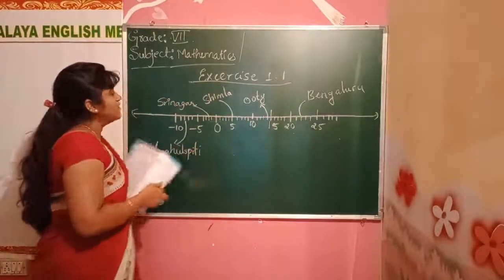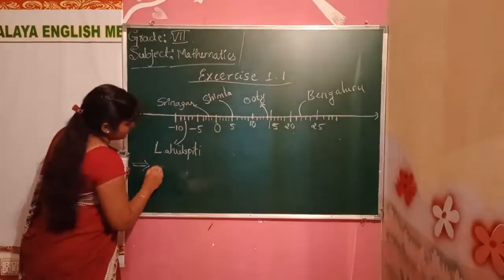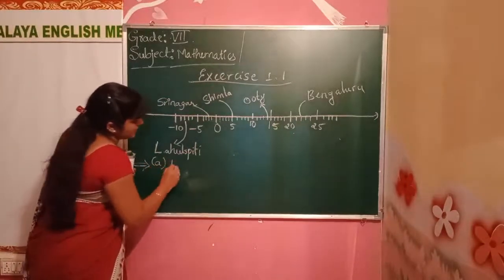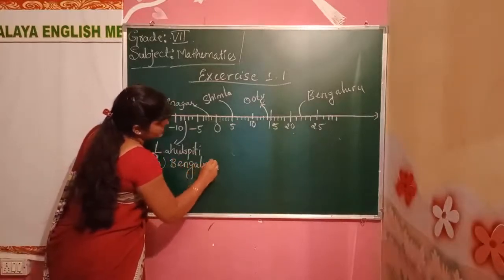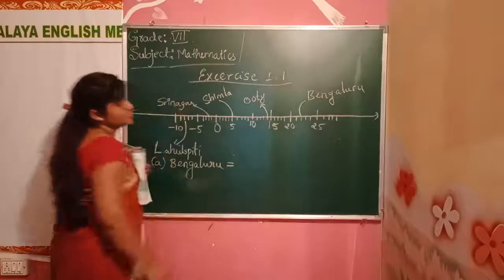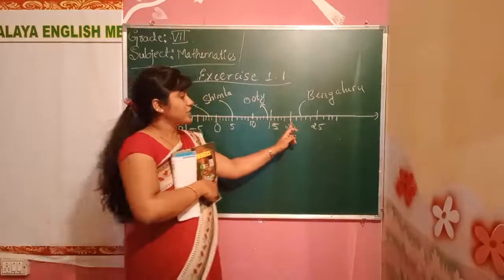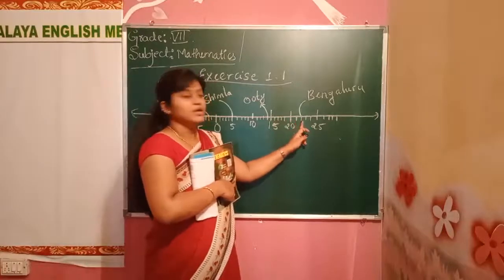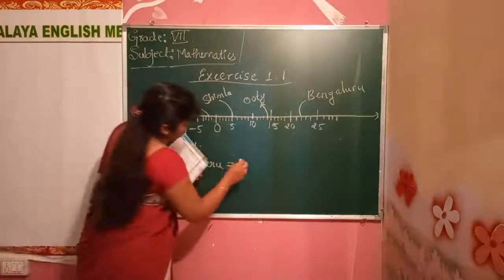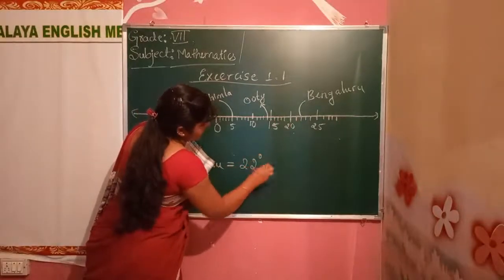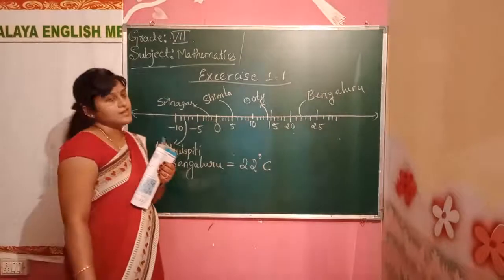Okay, will start now. First city we'll take is Bangalore. Answer, Bangalore. How much? Start counting. After 20 it is. After 20, 21, 22 degrees Celsius. Bangalore have 22 degree Celsius.